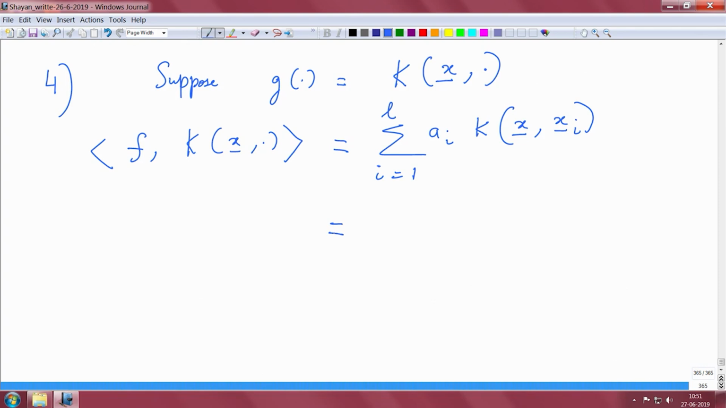Because this can be expressed slightly differently, because of the symmetric property of the kernel, I can write this in the form summation i equals 1 to L ai times the kernel acting on xi in the first argument and x. So, this is nothing but f of x.